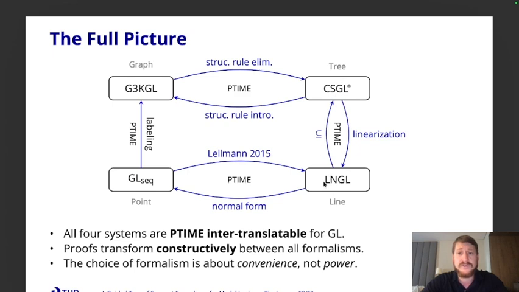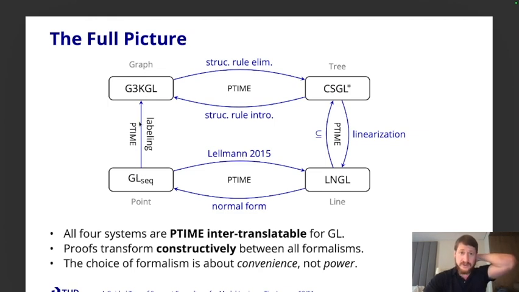Using normal forms, we can extract Gentzen proofs from line sequent proofs, and we can use a translation from Lellman 2015, which effectively reverses this transformation that I gave. So in this paper, this transformation from linear nested sequent proofs to Gentzen to line sequent proofs is not shown for GL. It's shown for other logics, but it can be applied here.